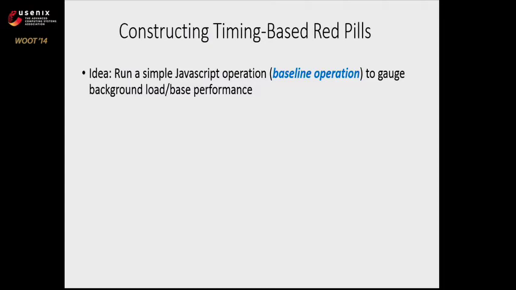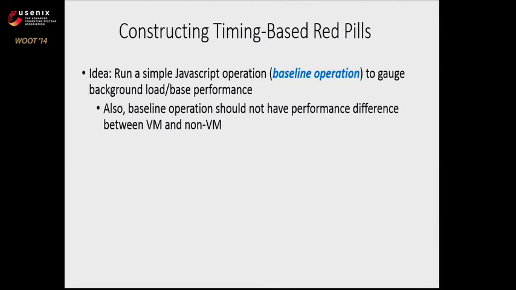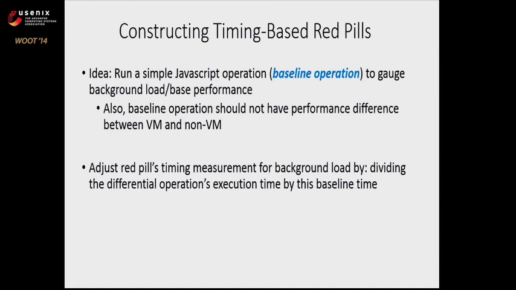And the goal of this operation is to gauge the background load or base performance of the visiting machine. This baseline operation should have the property that it performs about the same on a real machine and a VM. What's going to alter its performance is whether or not there are contested resources, in other words, background activity on the machine. And so now our final red pill time measurement is actually going to be a ratio. We're going to divide our differential operation by this baseline time and return the resulting fraction.